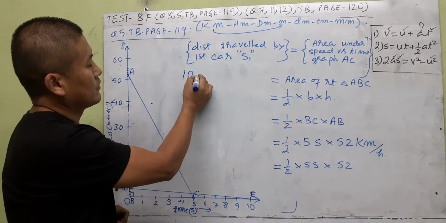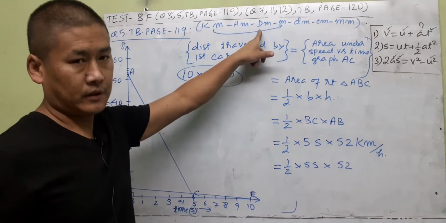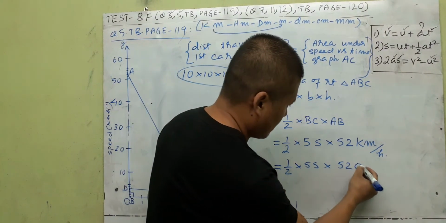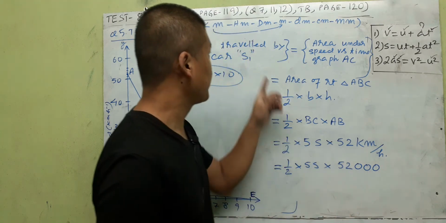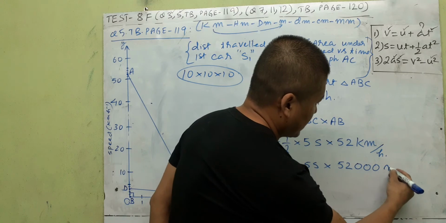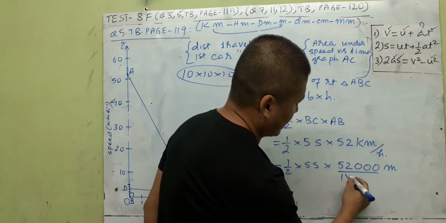Each place is 10 times 10 times 10, because we know the conversion factor is 10. So 3 zeros means 1000. We'll multiply because we're changing big to small, right? Then this kilometer will disappear and meter will come in. Divided by, down here nothing is there, means 1.